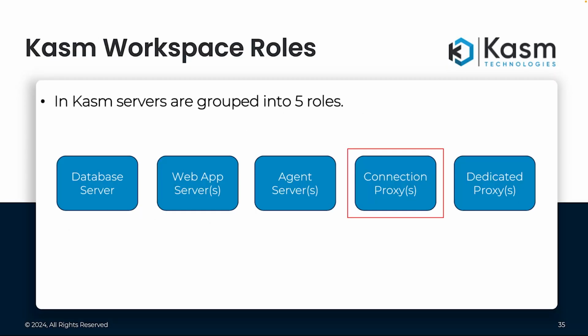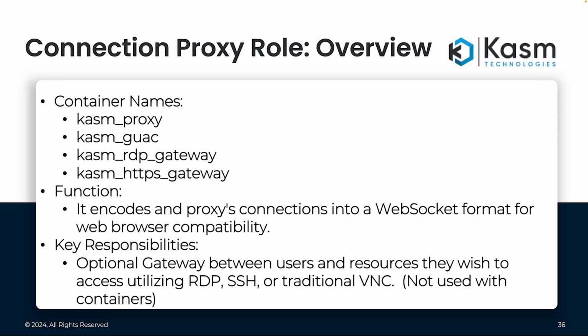Next up, this particular role for Kasm Workspaces is the connection proxy. In this one, there's actually 4 different container images residing on these machines. We still have that traditional Kasm proxy for routing traffic to all of the other containers. We have Guac, we have the RDP gateway, and the HTTPS gateway. The sole function of the connection proxy server is to encode connections into WebSocket format for browser compatibility.